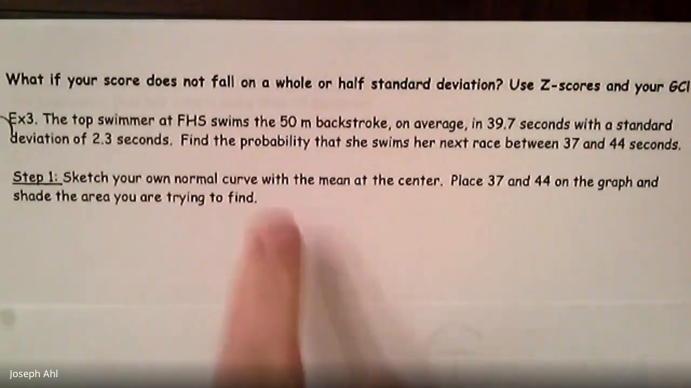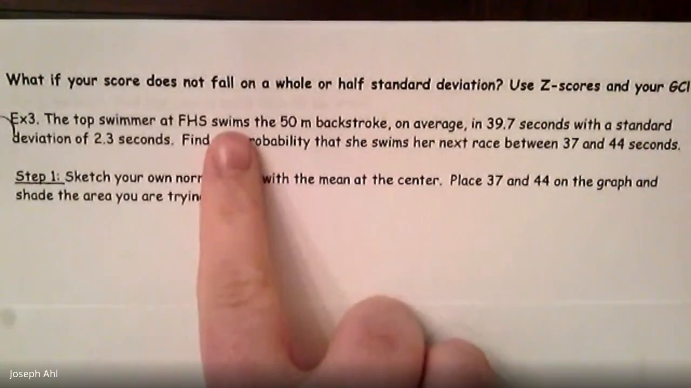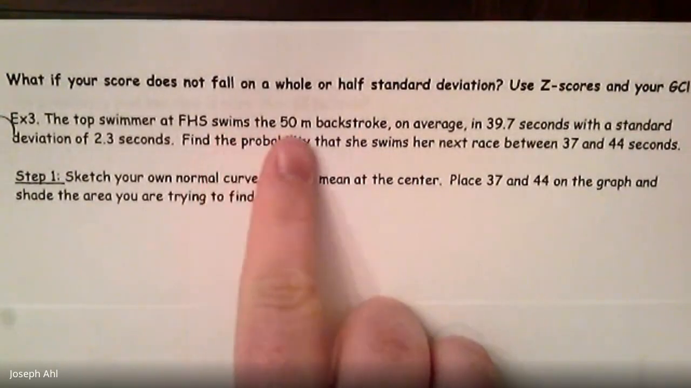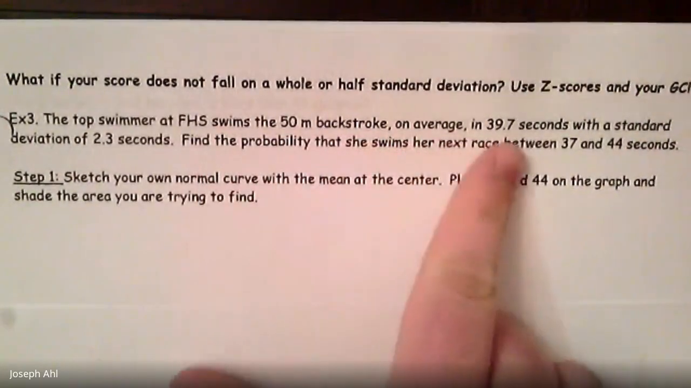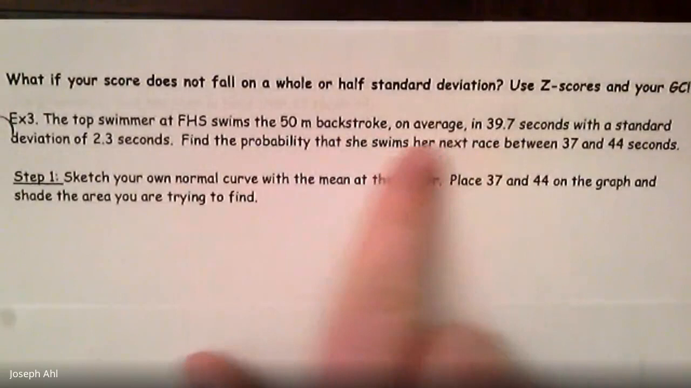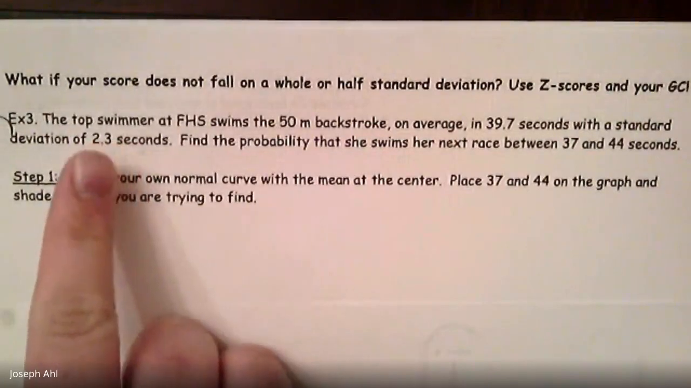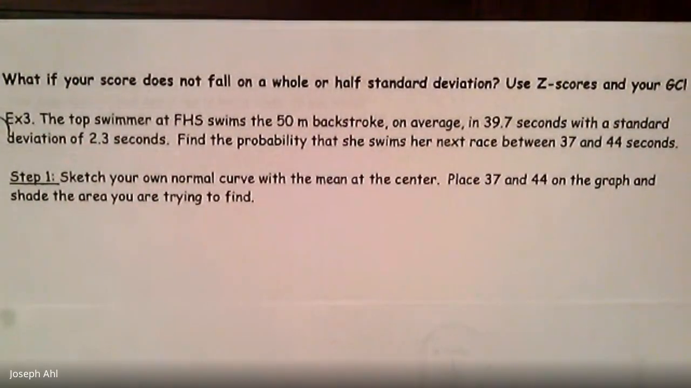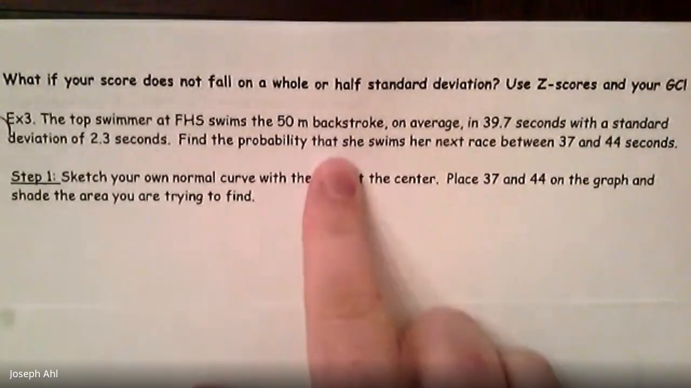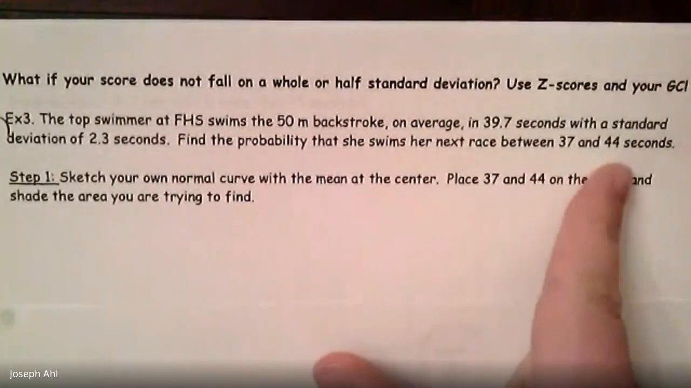So example 3, the top swimmer at FHS, and I know I have a lot of swimmers out there, swims the 50-meter backstroke on average in 39.7 seconds with a standard deviation of 2.3 seconds. I have no idea if that's fast or accurate, but if you're a swimmer, get back to me and let me know. Find the probability that she swims her next race between 37 and 44 seconds.